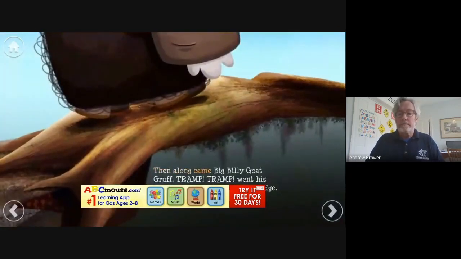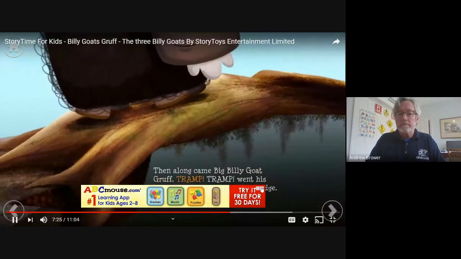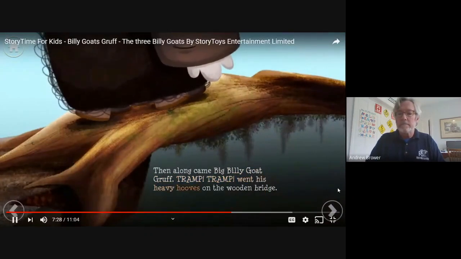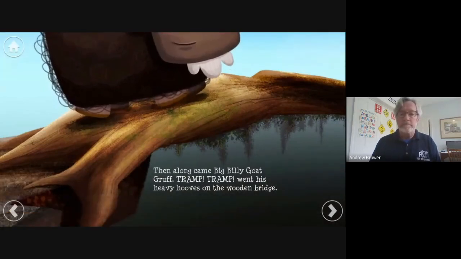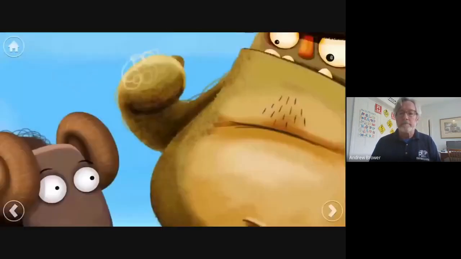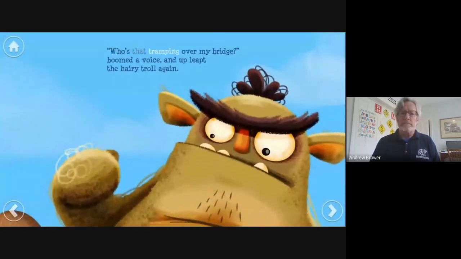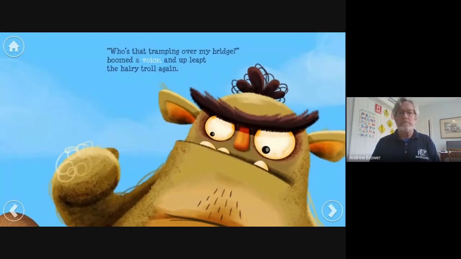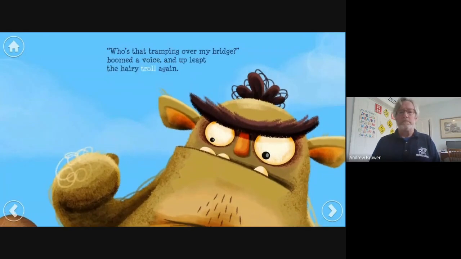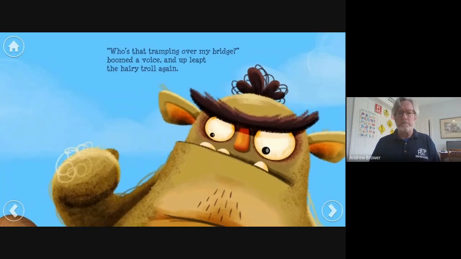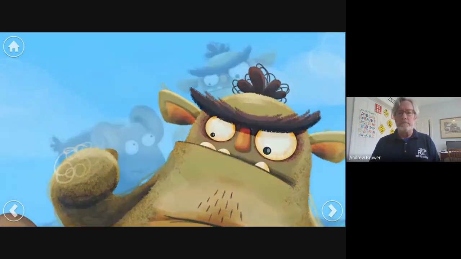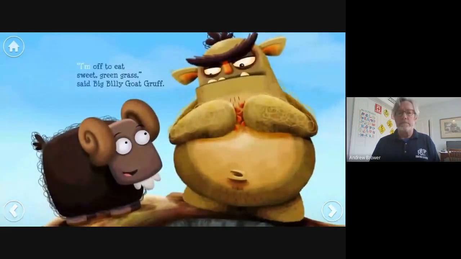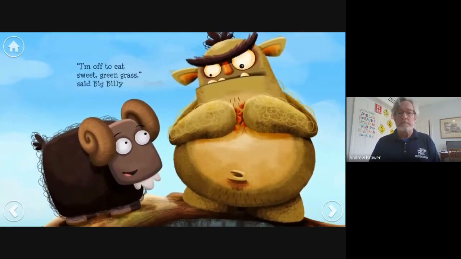Then along came Big Billy Goat Gruff. Tramp, tramp, went his heavy hooves on the wooden bridge. Who's that tramping over my bridge? Boomed a voice, and up leapt the hairy troll again. I'm off to eat sweet green grass, said Big Billy Goat Gruff.